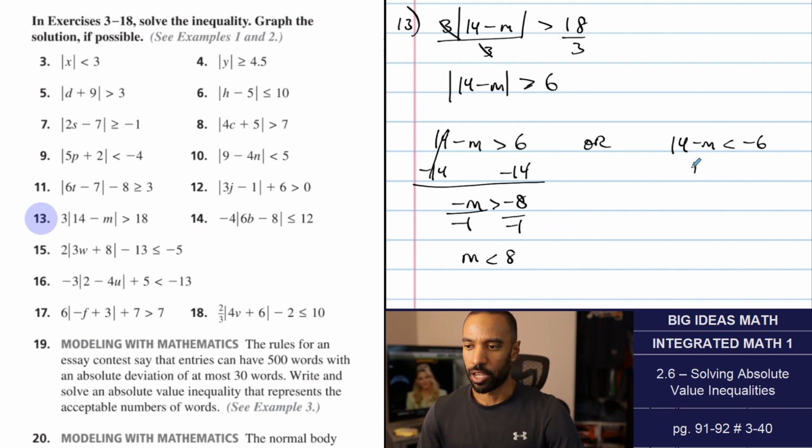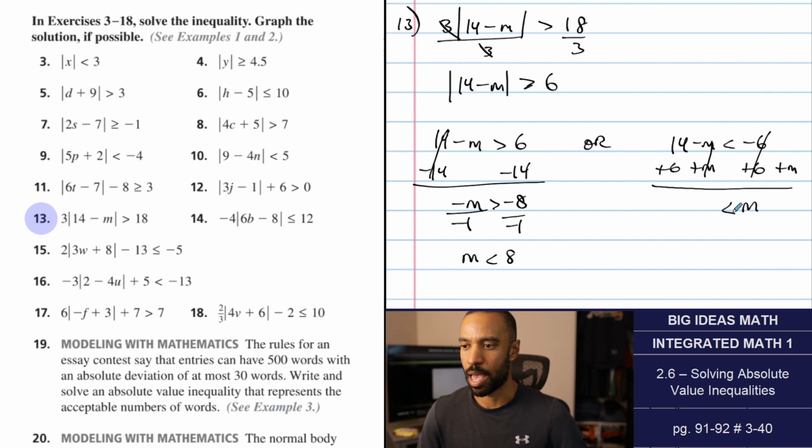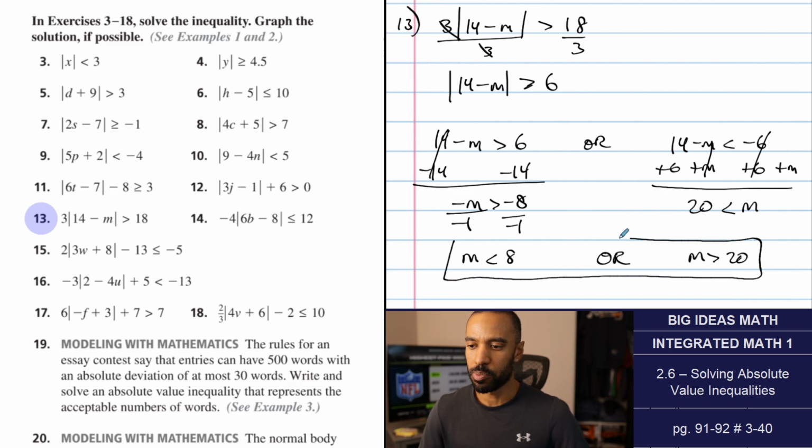Now on this one, I'm going to go ahead and add the m to this side. Again, I'm just being diverse with these. It's up to what you want to do. Add m to one side, add 6 to the other side. This says m's here, 20's here. If you want to actually flip it over, this will say m is greater than 20. So it's an OR case, and it still seems to be an OR case. In order for this to be right, m must be less than 8 or greater than 20.